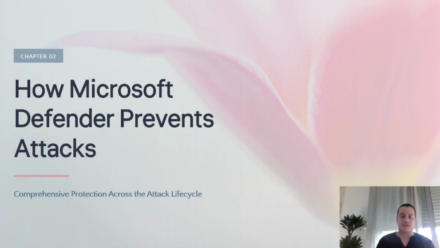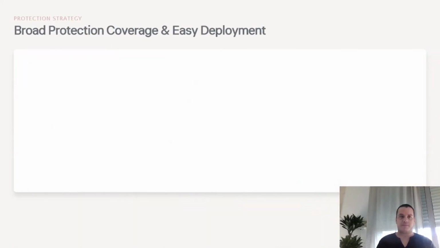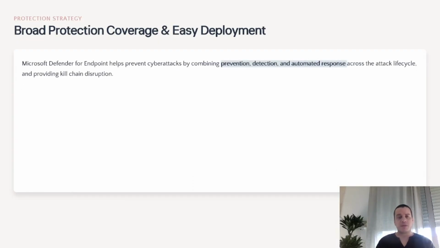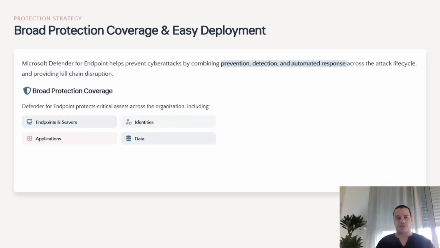How Microsoft Defender prevents attacks. Broad protection coverage and easy deployment. Microsoft Defender for Endpoint helps prevent cyber attacks by combining prevention, detection, and automated response across the attack lifecycle and providing kill chain disruption. So if something bad happens at the identity part, it stops it and prevents any further interaction. Broad protection coverage: Defender for Endpoint protects critical assets across the organization, including endpoints and servers, applications, identities, and data.